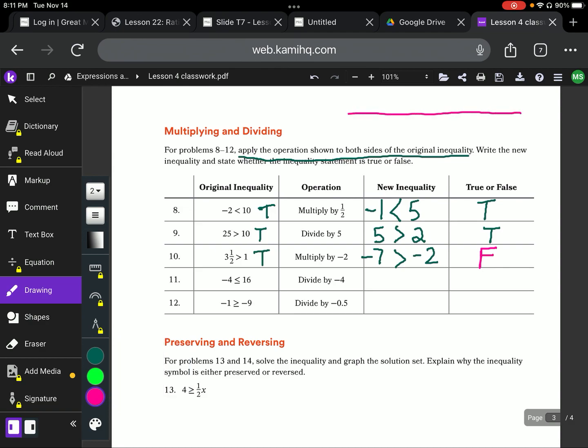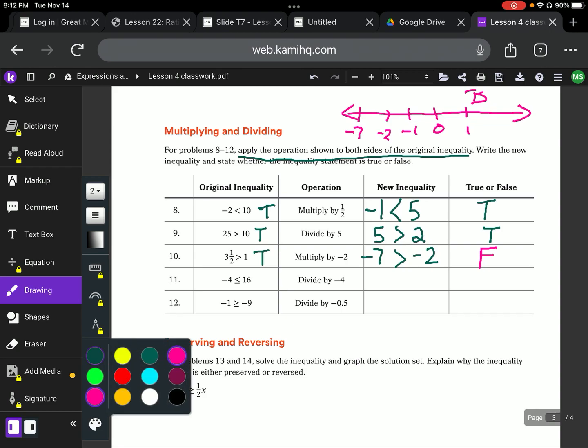-7, if we have our number line, right? 0's here, 1 is here, -1 is here, right? All of these numbers are bigger than these numbers, they're smaller. So -7 is over here. -2 is here. -2 is greater than -7. Not, -7 is not greater than -2.